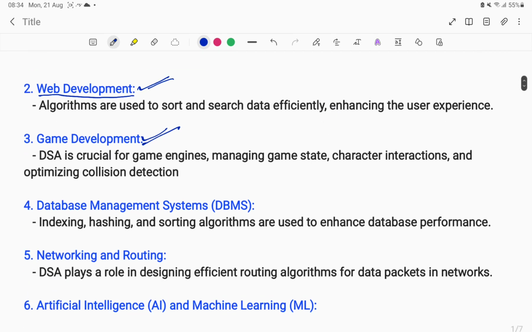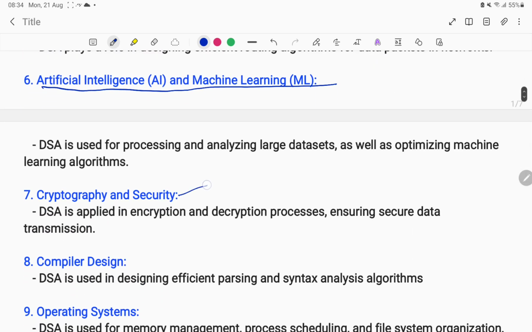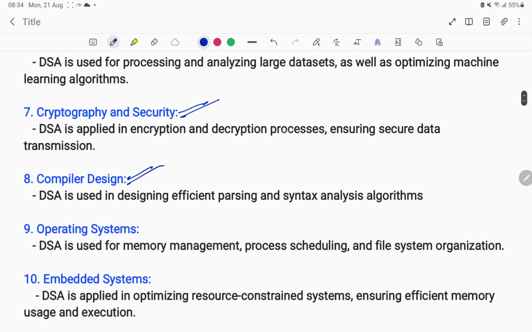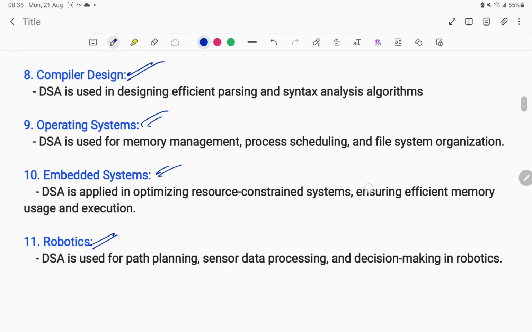Also, most importantly, we can use them in database management systems, DBMS. Indexing, hashing and storing algorithms are used to enhance database performance. We can also use them in networking and routing, in artificial intelligence and machine learning, in cryptography and security, compiler design, operating systems and embedded systems. So we can use data structures in many different applications in real life examples. Also in robotics we can use data structures.